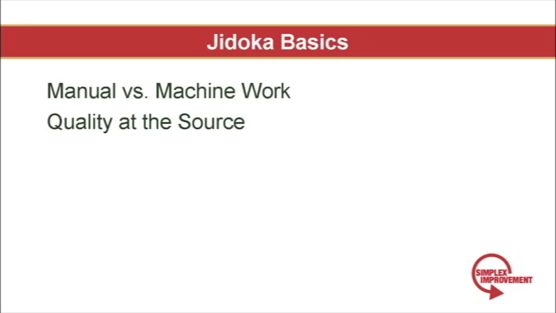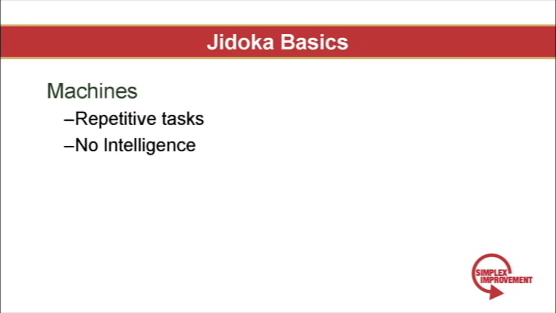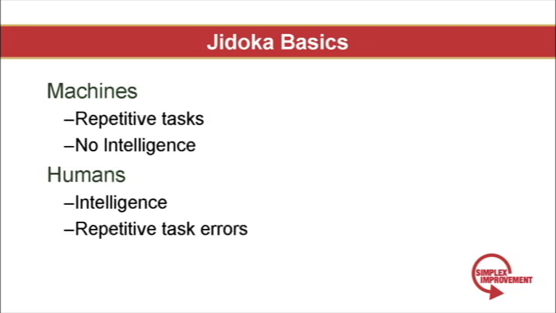Jidoka implies two things. First is the clear separation of those tasks that should be performed by a man versus those that should be performed by a machine. Machines are great at performing repetitive tasks, but lack human intelligence. In contrast, humans are great at using their brains, but often grow bored or produce errors when given repetitive tasks.